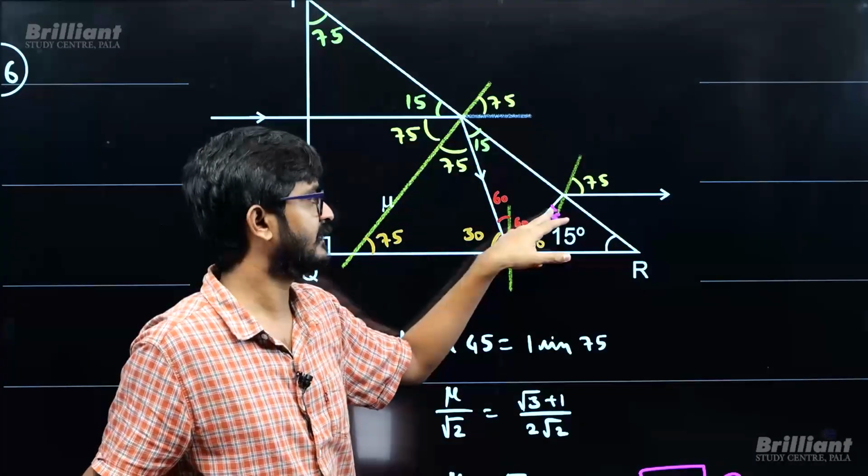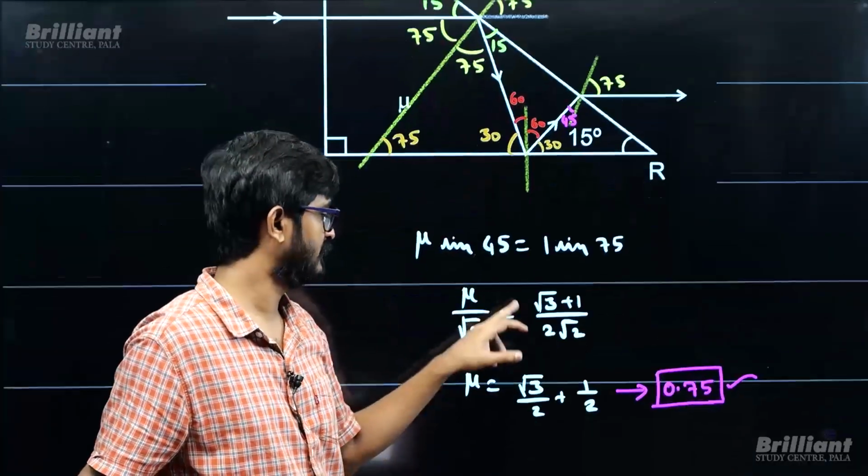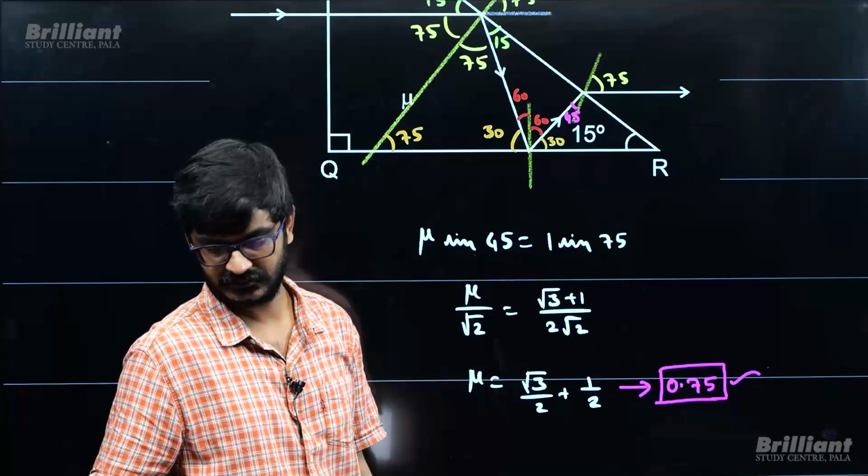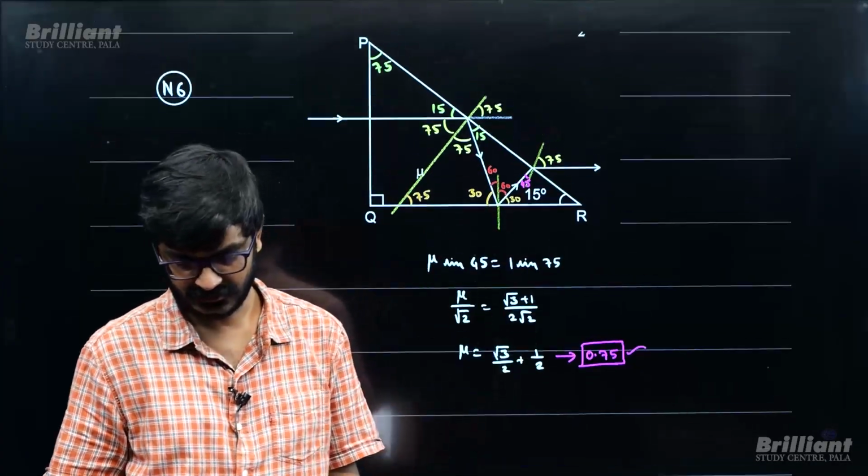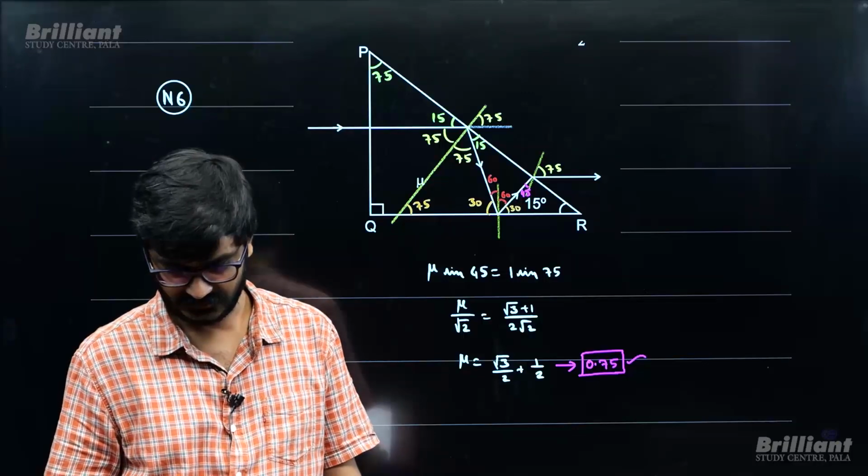So if I know this is 75 degrees, this is 45 degrees, I can apply Snell's law and get the refractive index, right? So it's more about geometry. You need to find the angles and just use Snell's law in the end.